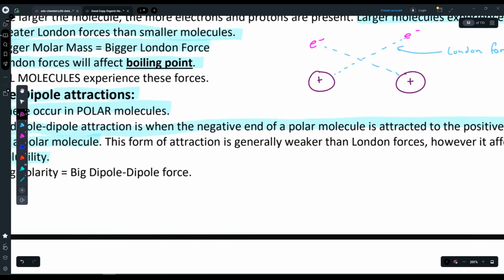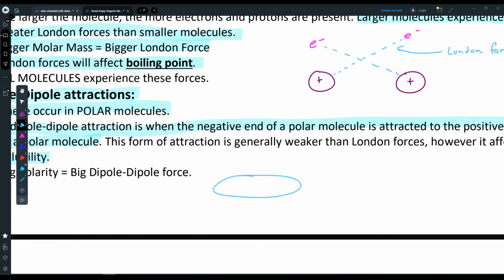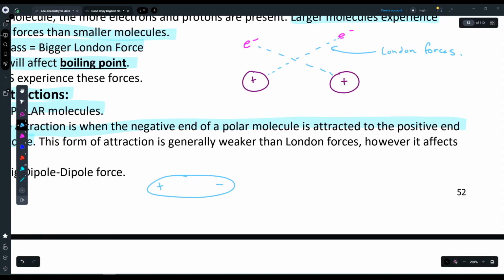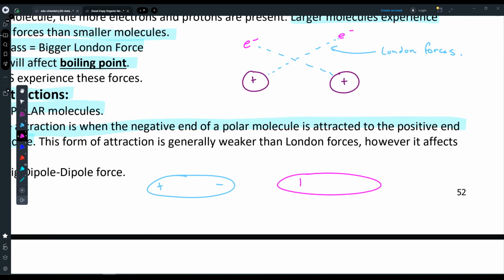If we had to draw this out, what it would look like is we have one molecule here, there's the positive end of it, the negative end of it, and then we have another molecule over here, which could even have the same identity. These could be different molecules of the same substance. The attraction just happens between the positive end of one molecule and the negative end of another molecule.